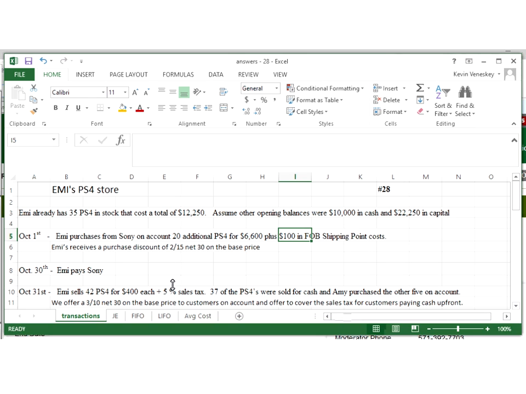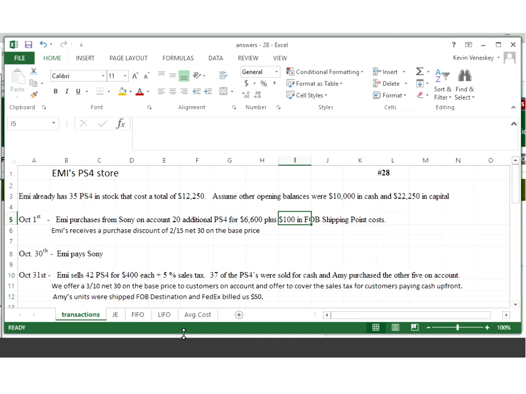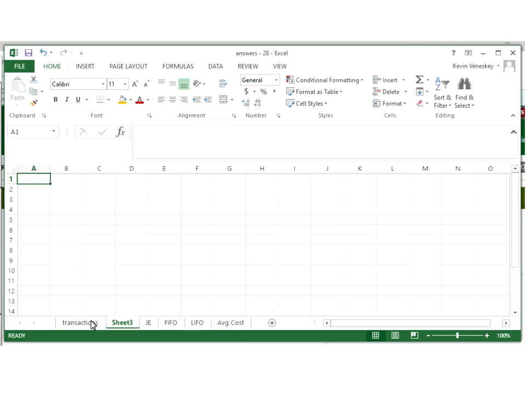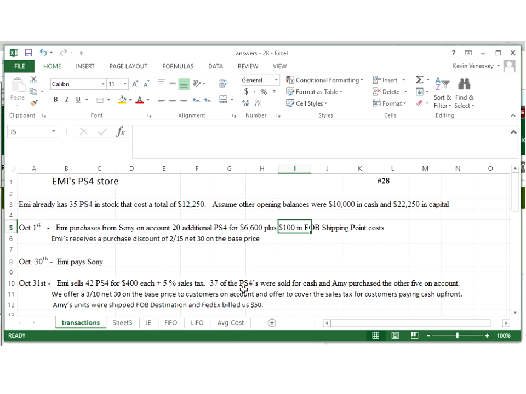Now, maybe the most complicated one, just because there's a lot of information here, is the 31st, when we begin to sell some items. And I'm going to actually have a separate sheet that I'm going to bring up. And we're going to keep track of this as we did last week, kind of off to the side, which should hopefully help when doing the journal entry. But let's give an idea of what's going on.